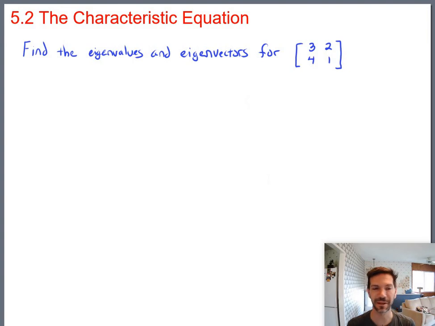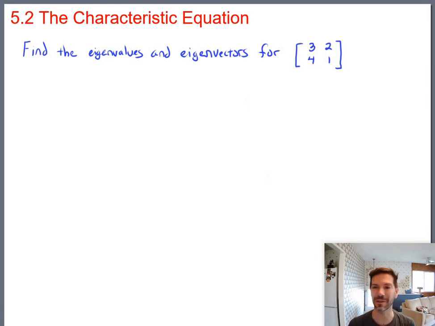Let's talk about this thing called the characteristic equation. In the previous section, we looked at how to find the eigenvalues if you know the eigenvectors, or how to find the eigenvectors if you know the eigenvalues. But we didn't ever get to the fundamental question, which is: if you just have a matrix, how do you find both the eigenvalues and the eigenvectors?